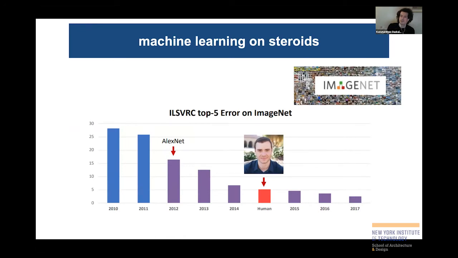Okay, so that data set is called ImageNet. And then we started writing down models whose accuracy in terms of predicting the contents of the images was becoming better and better and better. And at some point around 2014-15, the accuracy of our machine learning models surpassed that of humans.